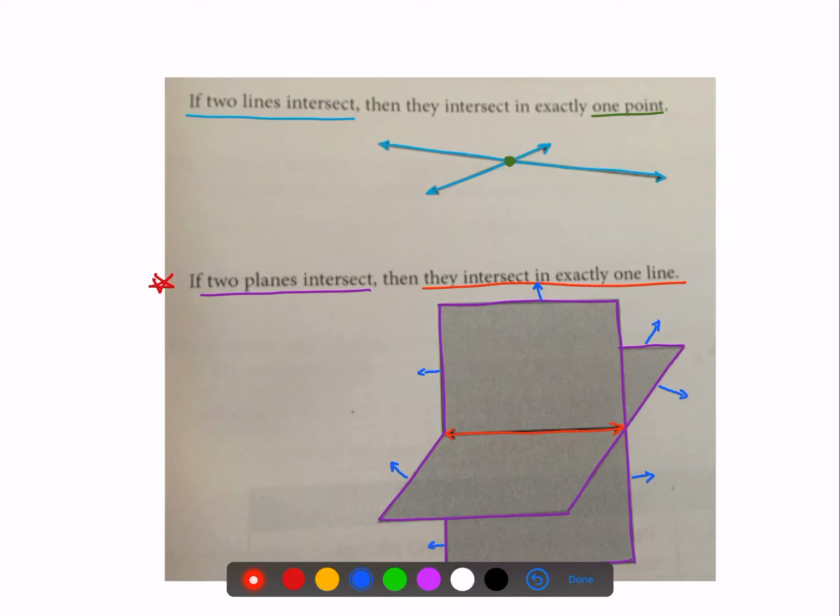Now, on top of that, if these planes go on forever, that means that they never end. So therefore, their intersection will never end either. So that means that this isn't going to be a line segment for their intersection, but an actual line, because, again, they continue forever. So if 2 planes intersect, these purple planes, they'll intersect in exactly one single line, which is drawn with this red line here.